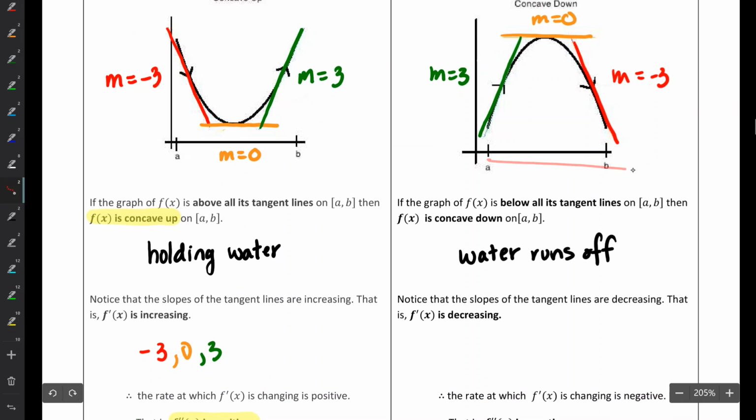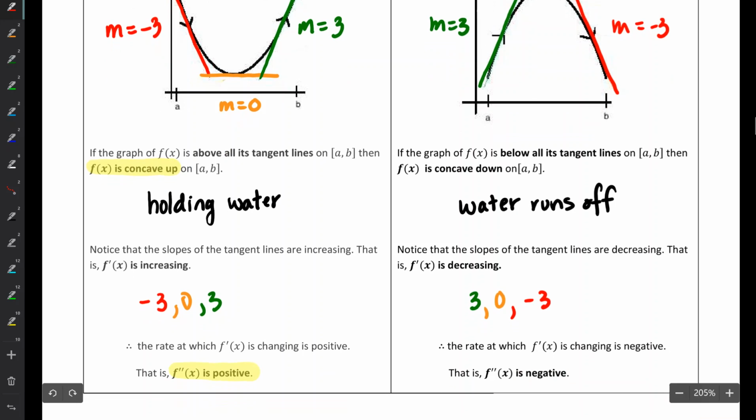So over this interval in the domain, these slopes are decreasing, so the derivative is decreasing. If the derivative is decreasing, its rate of change is negative. What is the rate of change of the first derivative? It's the second derivative. So if our function is concave down, the second derivative is negative.